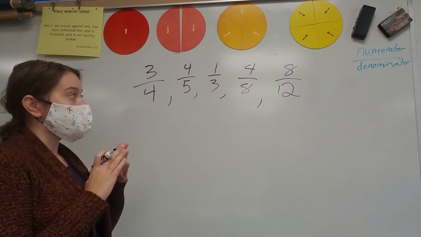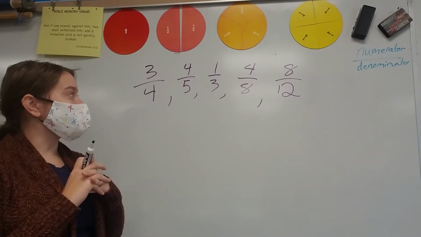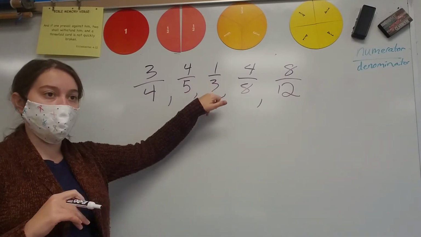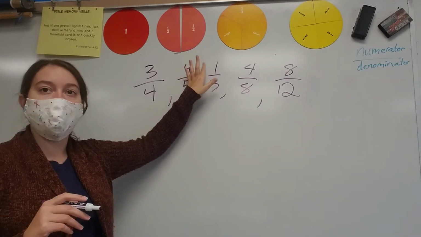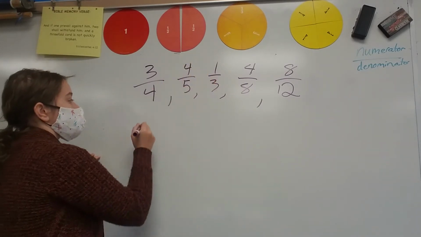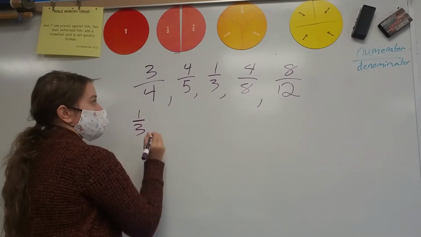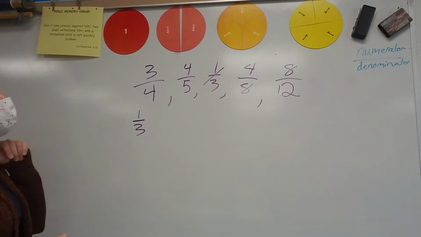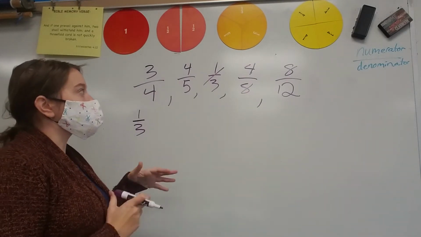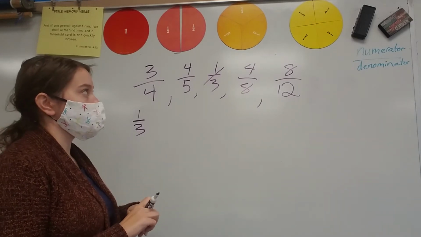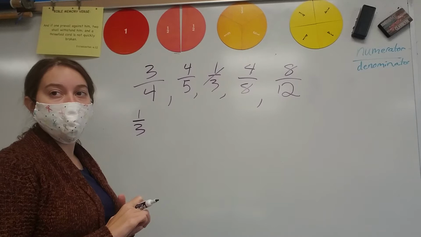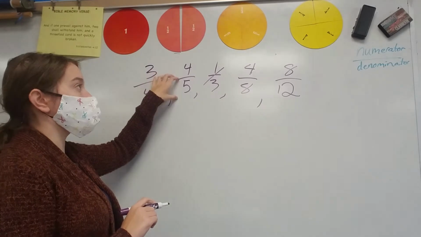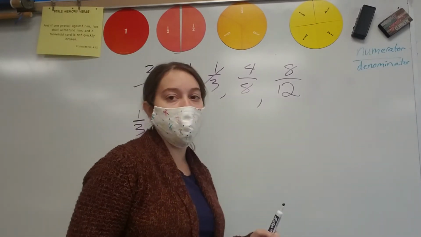If we look, we can already tell that 1/3 is going to be our smallest, right? We only have one piece of it, so that is going to be our smallest one. So we have 1/3 as our smallest, okay? Now, if we look, which two are close to being one whole? 3/4 and 4/5. 4/5, right. These two, right?